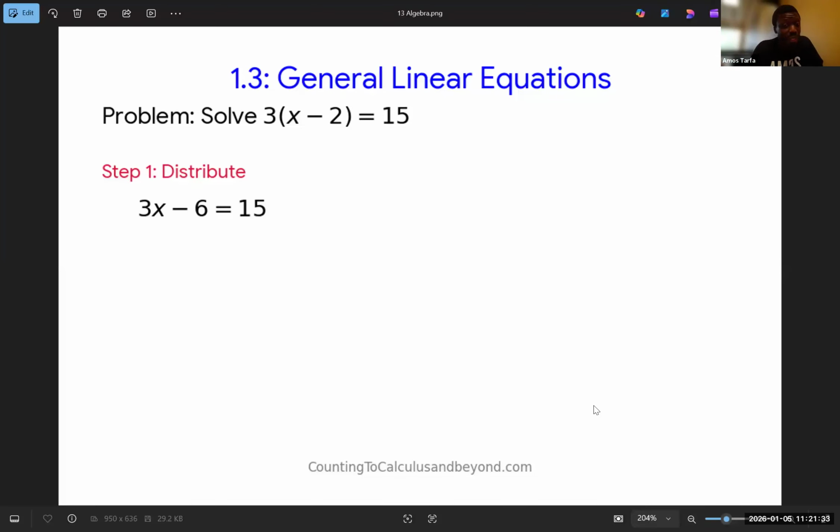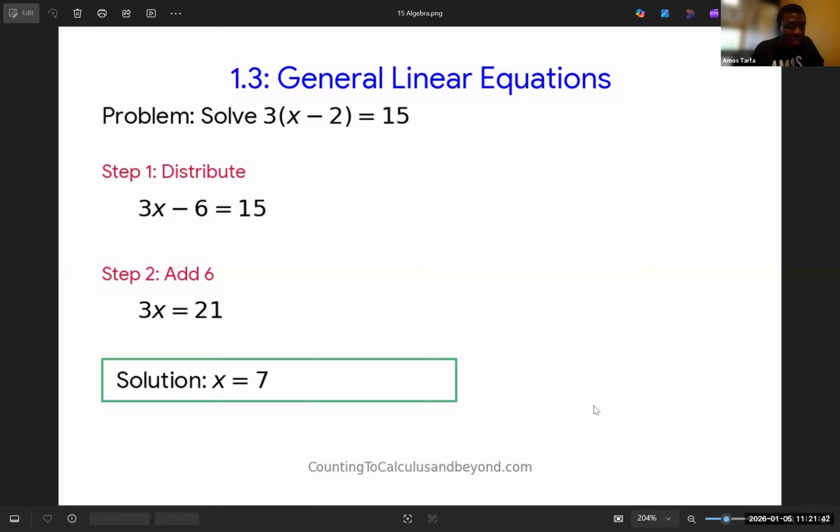Well, now it's pretty much a two-step equation problem, right? So it started as a certain kind of problem, and now it's a two-step equation problem. So what do we do? We add 6 to both sides. We divide by 3. The solution is 7.